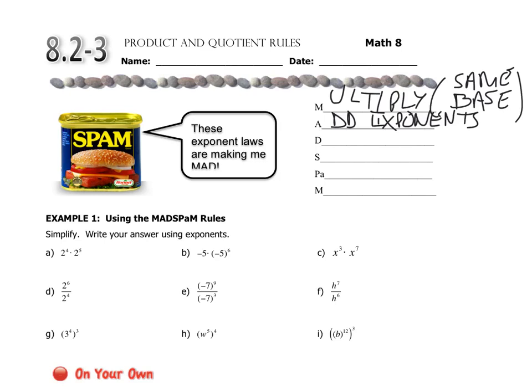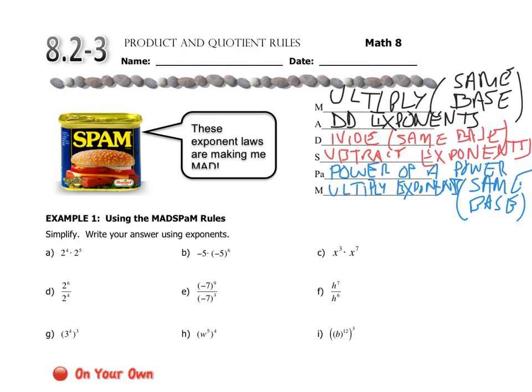Next comes division. When we divide, again with the same base, this time we subtract the exponents. And lastly, we have what we call power of a power. So P, or the PA, stands for power of another power. This is basically when we have the same base, and again, this is referring back to the same base, with an exponent being raised to another exponent. This time, we multiply our exponents to get our answers.